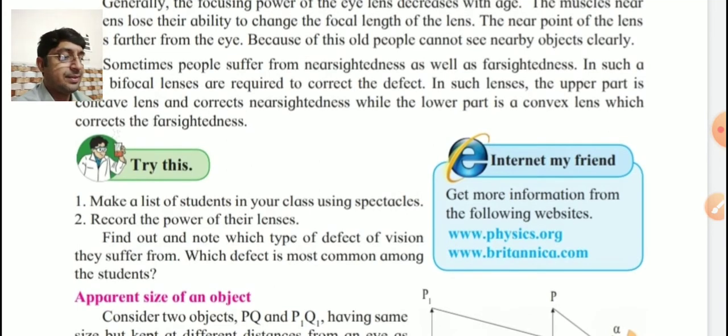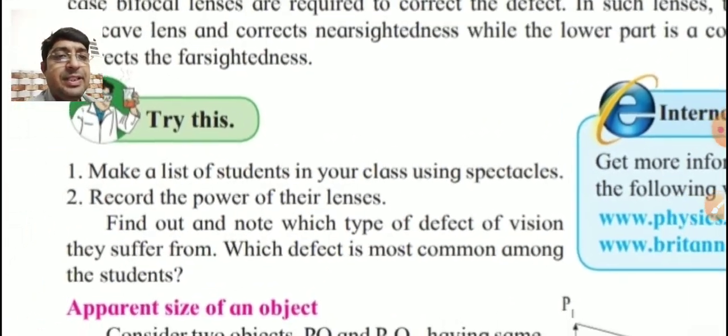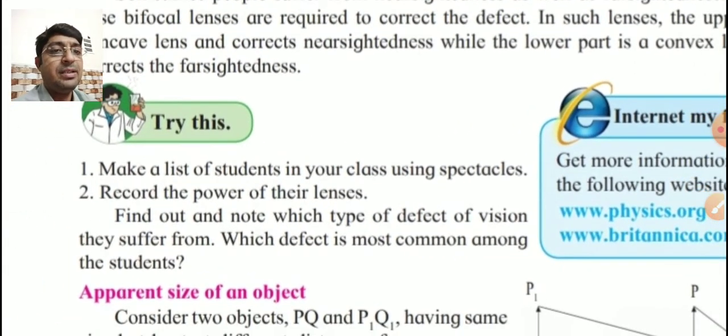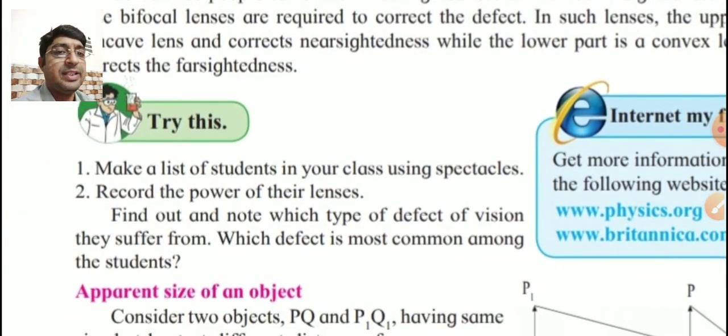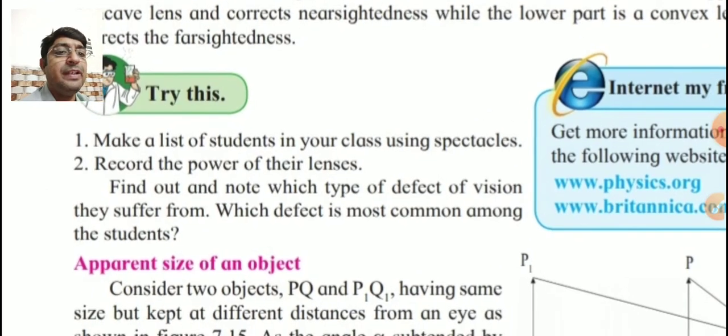Now try this. Some questions are given for us. This activity is for you only. Make a list of students in your class using spectacles. Record the power of their lenses and find out and note which type of vision defect they suffer from and which defect is the most common among the students or among your friends.